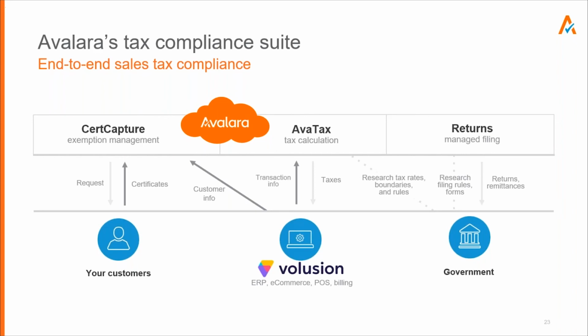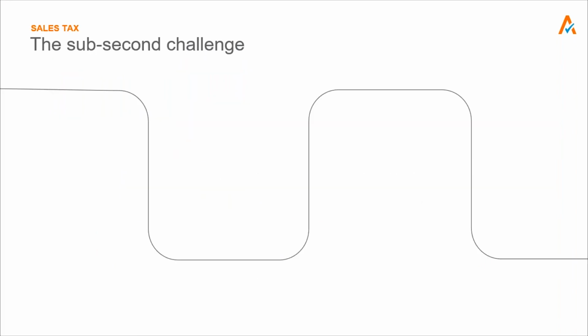So that it is one less thing on your to-do list. I always joke that I do this job because I hate filing sales tax returns, but they can be fun sometimes. I mentioned that we call out to Avitax. Volusion will call out to Avitax to get a tax calculation.